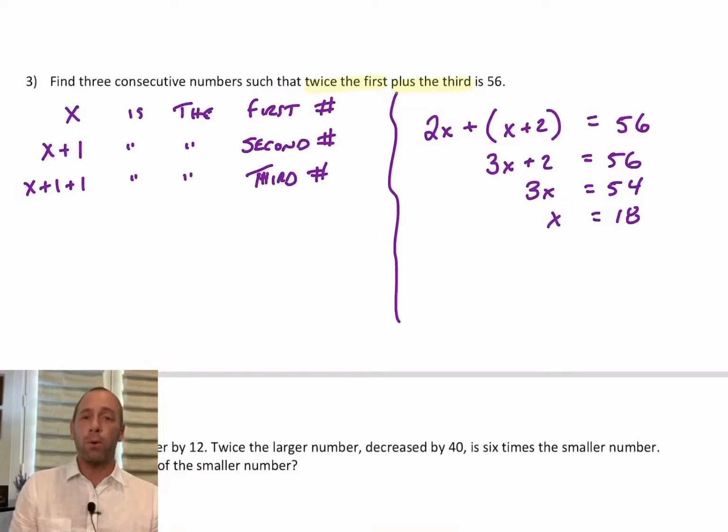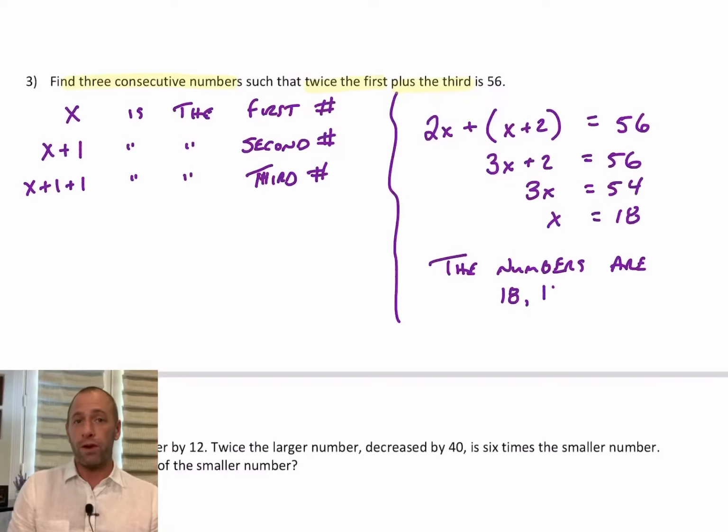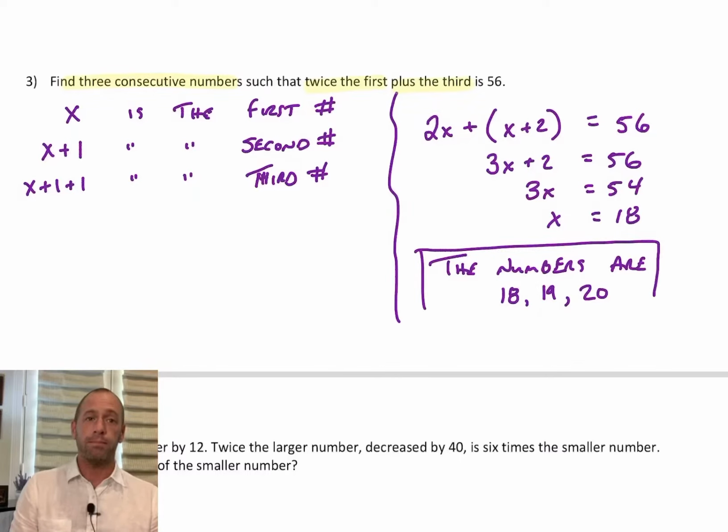And this is why it's important to define your variables. It keeps you grounded. It reminds you just what this letter means. X is the first number. The question was asking you for 3 consecutive numbers. Since we know the first number, we can get the next number by adding 1, and the third number by adding 2. Our numbers are 18, 19, and 20.